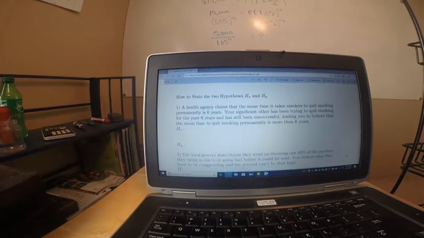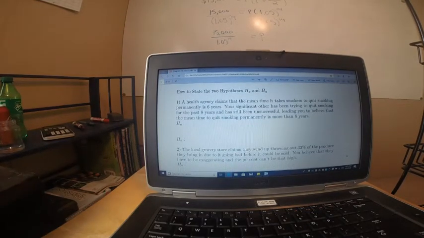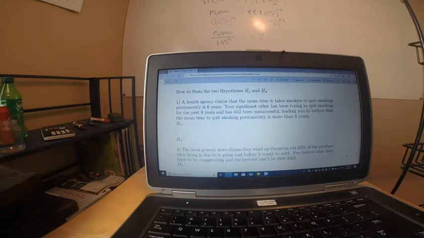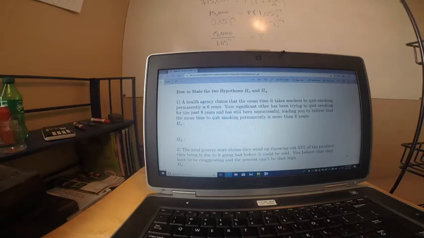So the first thing we're going to do is how to state your two hypotheses, your null and your alternative. We essentially have the stuff that we started on page number 1, same questions. We're going to state the null and the alternative hypotheses. So the first one, a health agency claims that the mean time it takes smokers to quit smoking permanently is 6 years. Your significant other has been trying to quit smoking for the past 8 years and has been unsuccessful, leading you to believe the mean time to quit smoking permanently is more than 6 years.